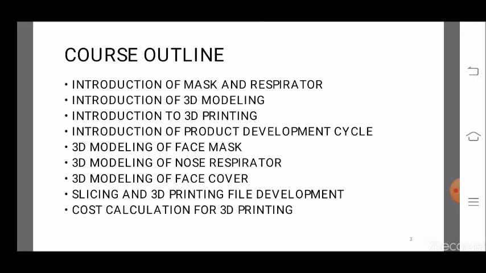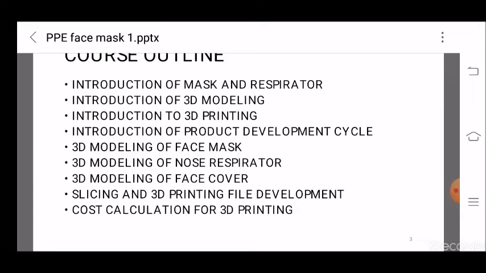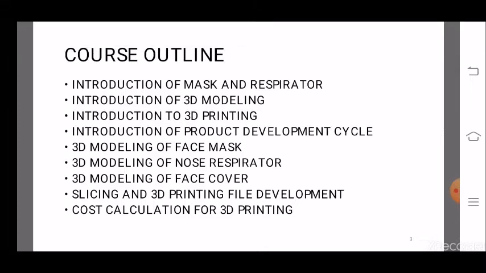The product development cycle is the main factor which we will concentrate on, and then we'll switch over to the 3D modeling approach. While defining a 3D printing of a component, rapid prototyping of a component, we need to define slicing, and for that various software is used. So we'll be targeting a study regarding slicing of the 3D model that we have developed. And at the end, we'll be targeting the cost calculation for 3D printing.